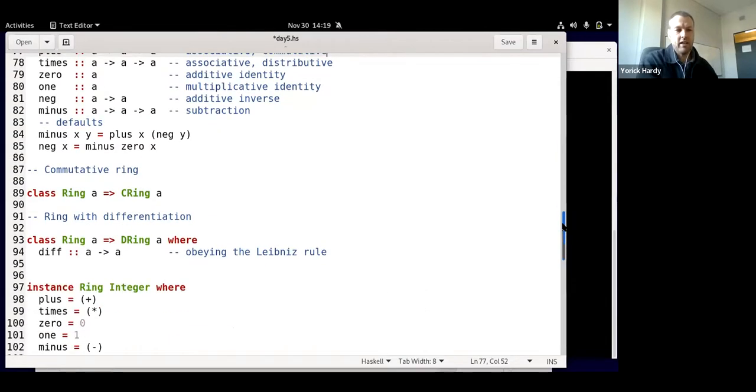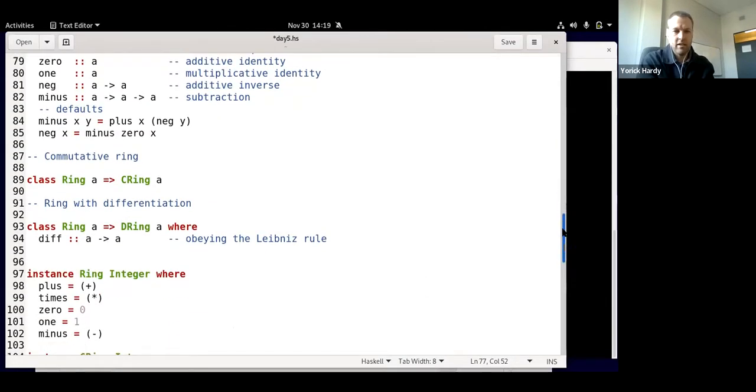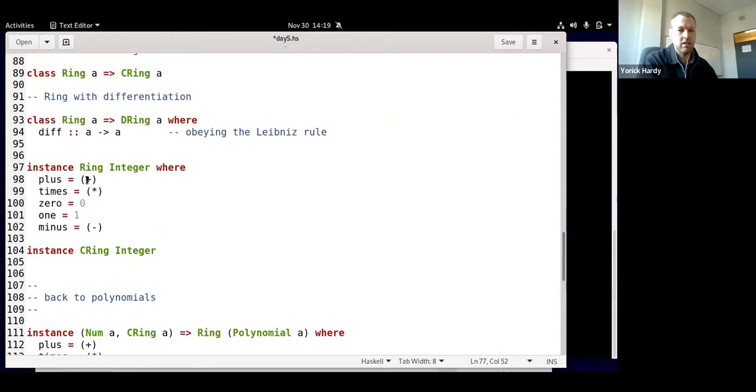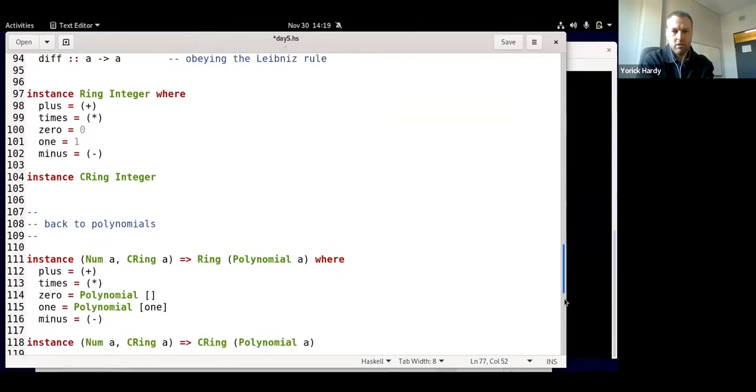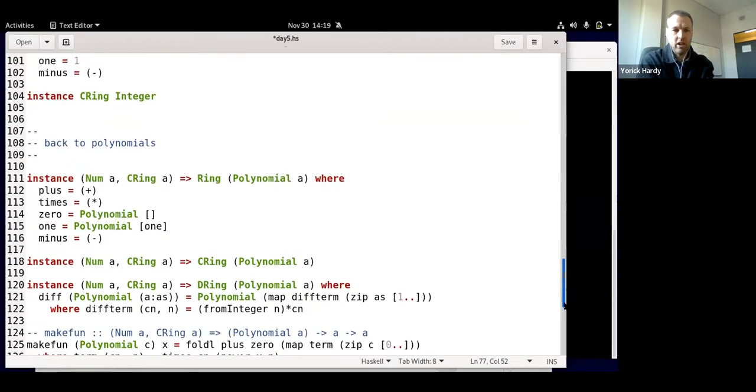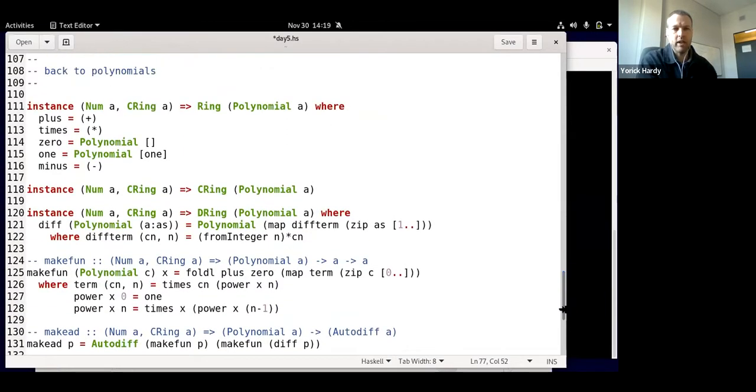Right, so that's my setup for rings. And now integers we can see is a ring, just where plus is the usual plus, times, and so on. And so we've got our usual ring structure. And now any operation on rings we can describe and then also do the same for integers. So now we can go back to polynomials and start talking about them in terms of rings.